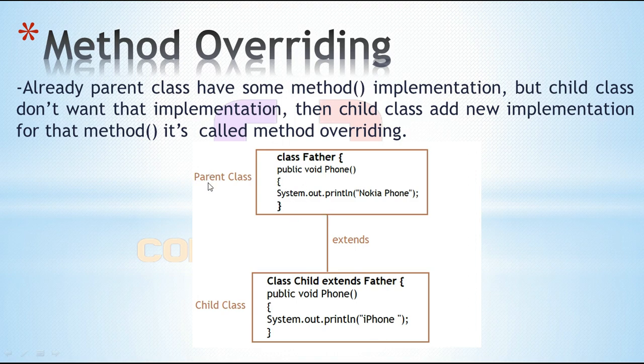The parent class already has a method. That method we override in the child class and we re-implement the already existing implementation. We don't use the already existing implementation, we simply add our new implementation.